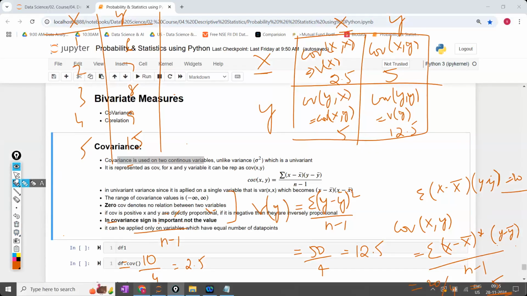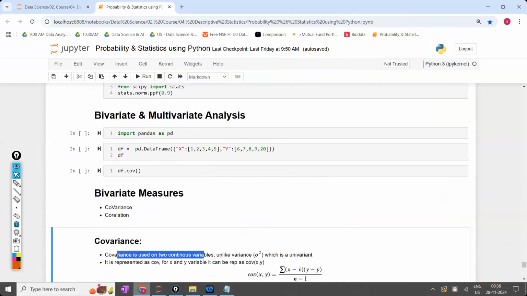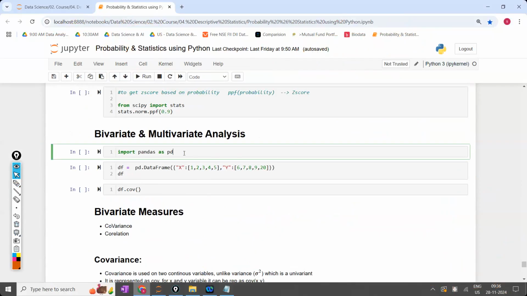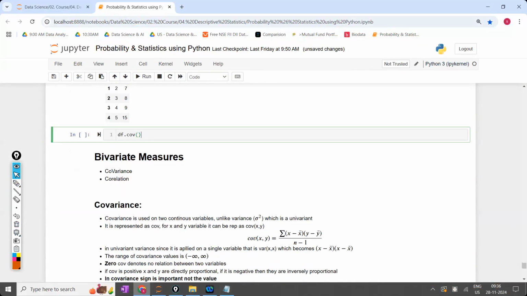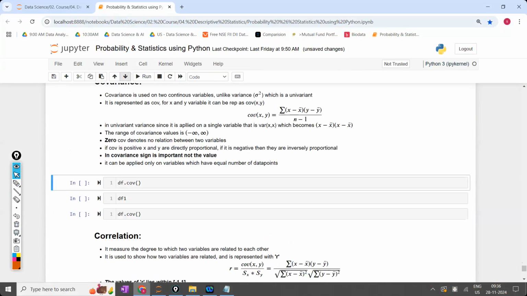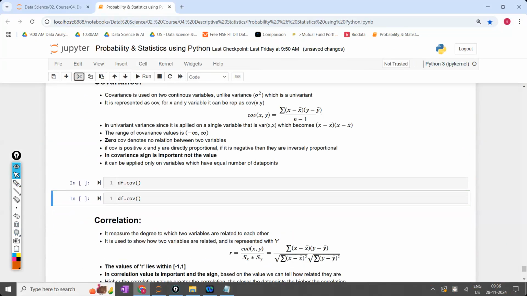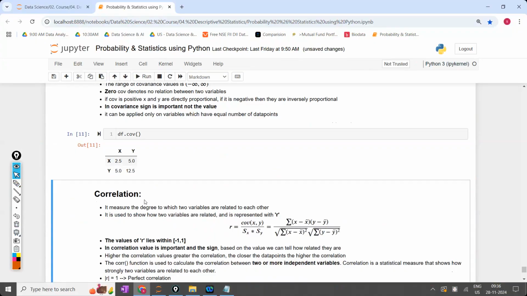If I take the same example here, whatever example I have taken just now, I'm creating the same data frame: 6, 7, 8, 9 and 15. Whatever number I have taken is 15. Now for this I'm going to apply the covariance. Can you see? This is the variance of x, covariance of x comma y, covariance of y comma x, and variance of y. Is it clear why you got this matrix?